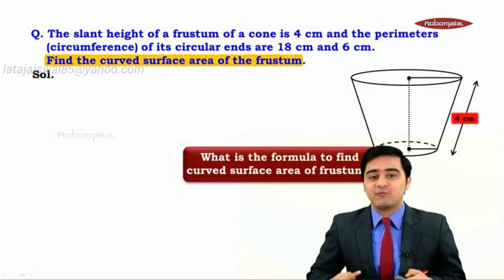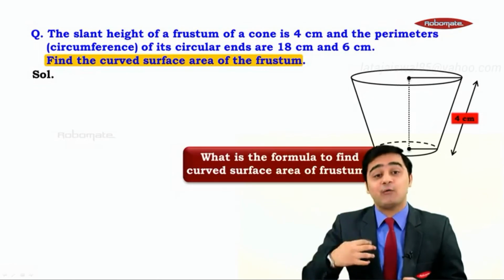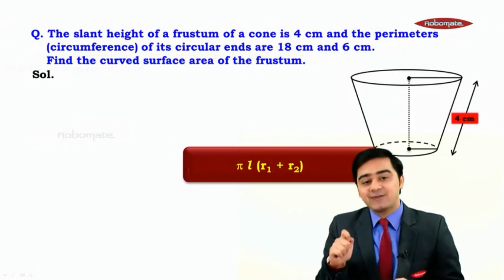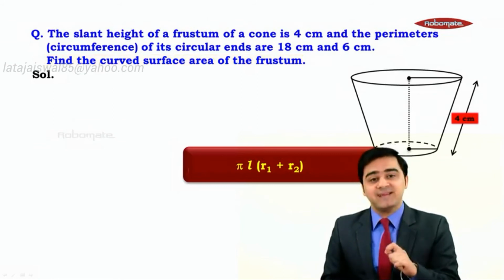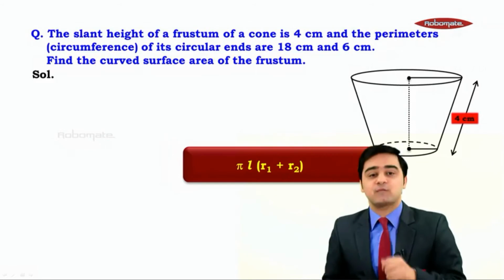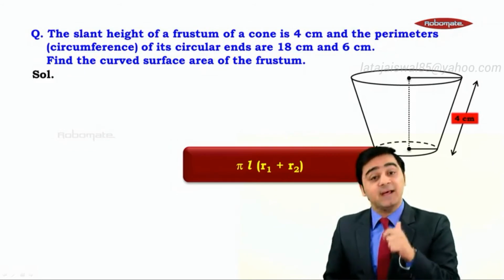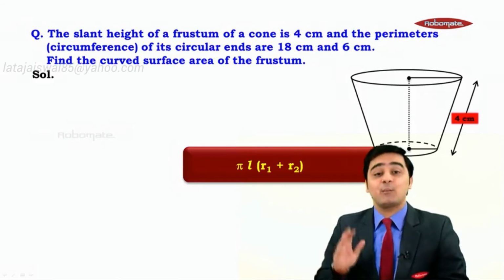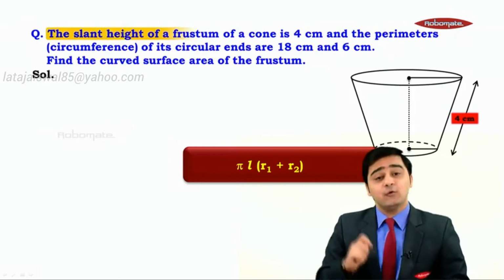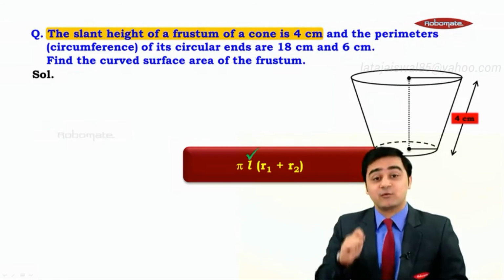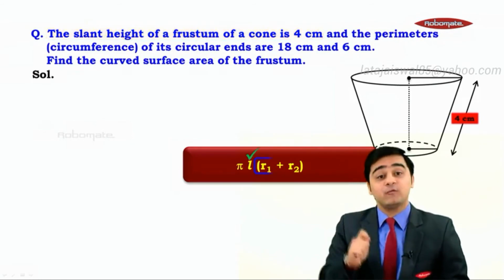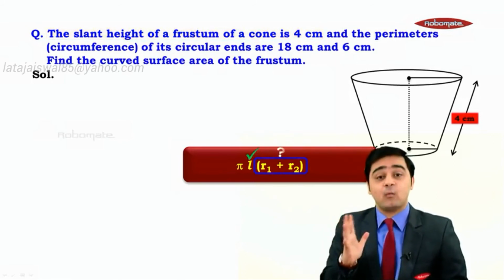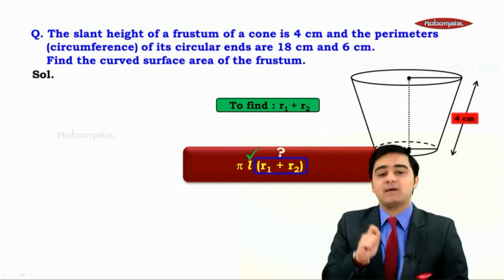My dear students, what is the formula to find curved surface area of the frustum of a cone? Yes, it is pi L inside the brackets R1 plus R2. So to find curved surface area of the frustum of the cone, we require slant height, R1 that is the radius of the top circular face and R2 that is the radius of the bottom circular face. Do we have the slant height of the cone? Yes, so we can say that we have small l. Do we have R1 and R2? No. So we can say to find curved surface area, what we require is R1 plus R2.